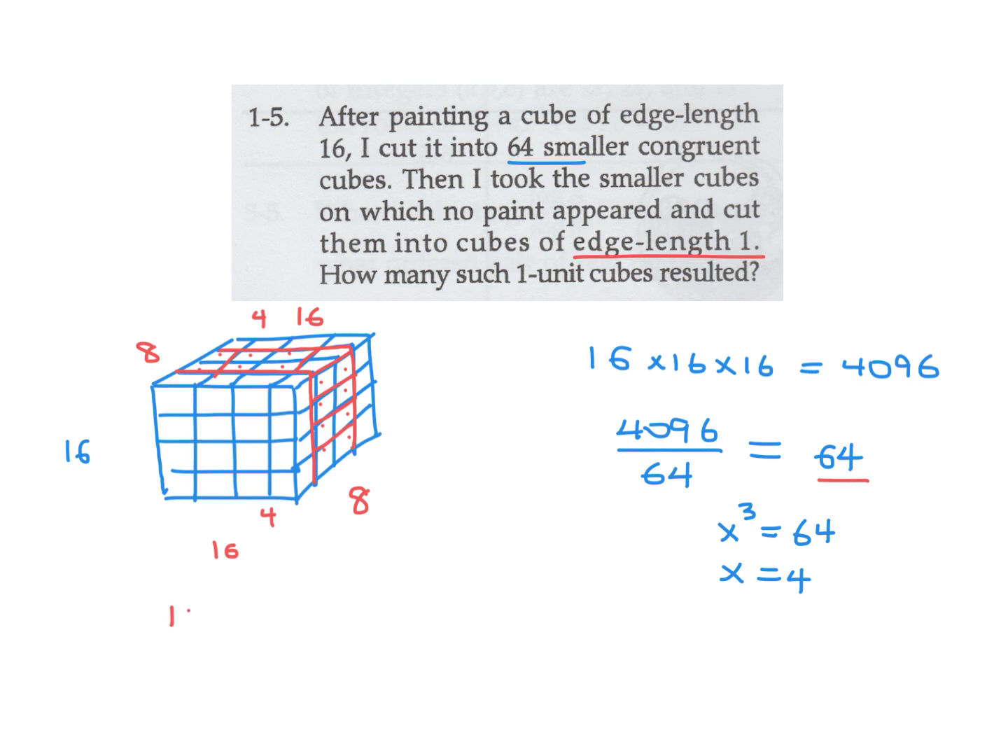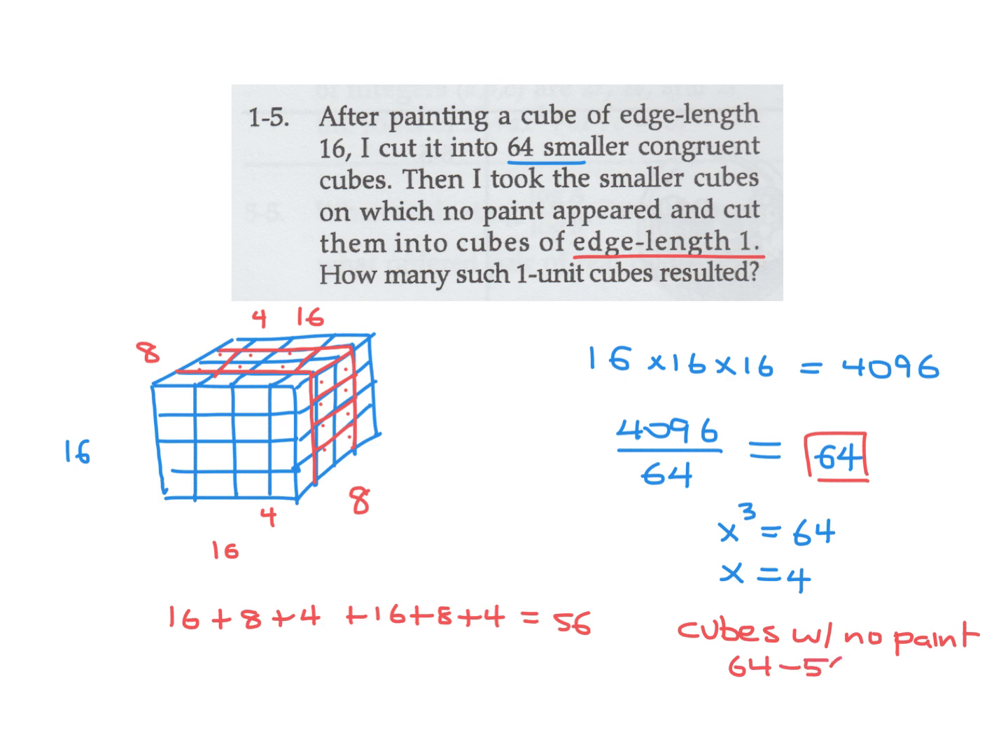So 16 plus 8 plus 4 plus 16 plus 8 plus 4. That's the cubes that have paint on them, and that is 56. Now the total number of cubes is 64. So the cubes with no paint would be 64 minus 56, which is 8. Now that's not the answer to the question. That's just part of it.